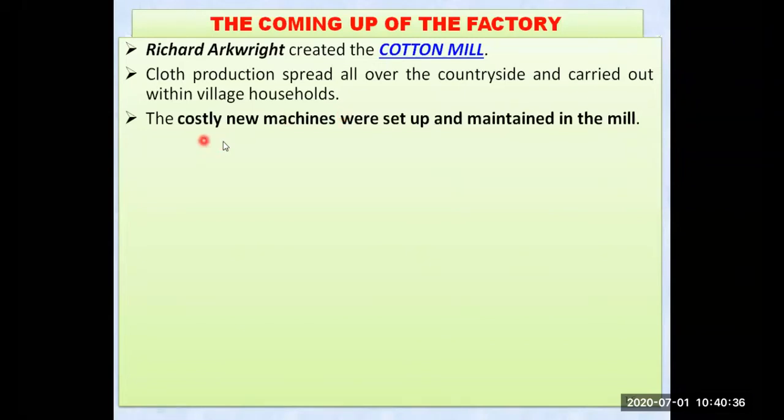But the new machine, that cotton mill, was really very costly. The new machines were set up and maintained in the mill. Now the efficiency as well as the quantity of production will also increase because of the invention of this cotton mill.